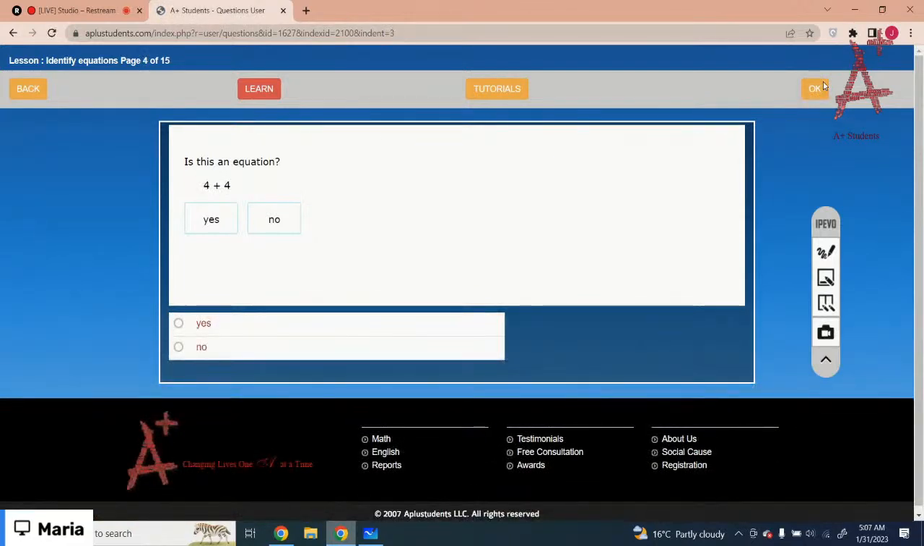Okay, the next one, is this an equation? 4 plus 4? Is this an equation? No, this is not an equation. Got it? You don't have an equality sign and the value as well. So this is not an equation. Got it?